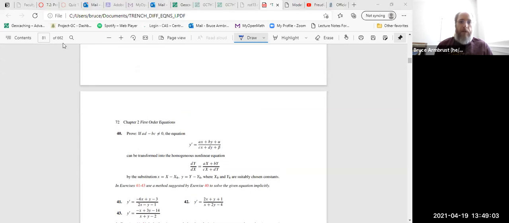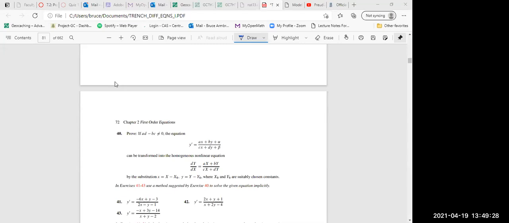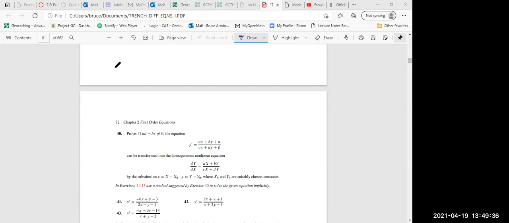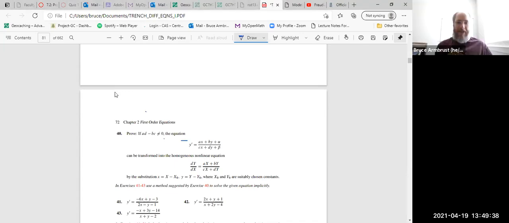Okay, so 42 says use the method suggested in exercise 40 to solve the given equation implicitly. If we look back at number 40, it says that if AD minus BC does not equal 0, would that just make you think of, and I should pick on Victor because he's the one who always says it reminds him of linear algebra, yeah, the determinant of a 2x2 matrix. Oh, guess what, this is something to do with that, if you look at it algebraically, solving that system.